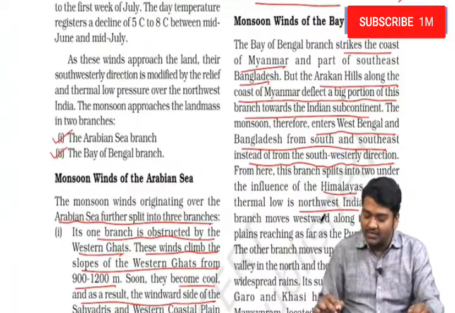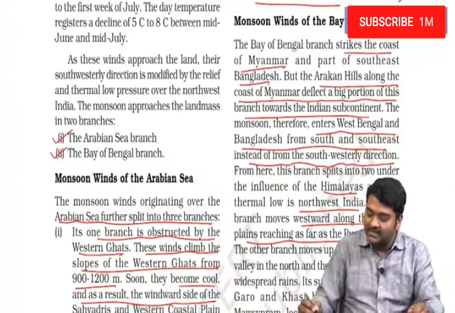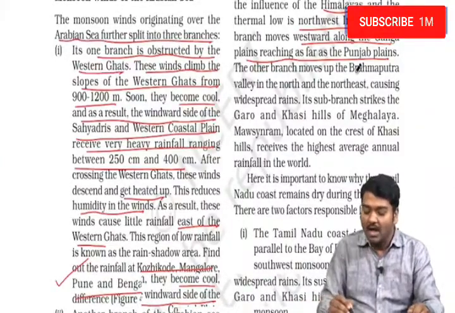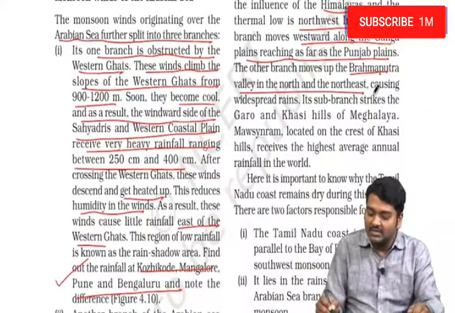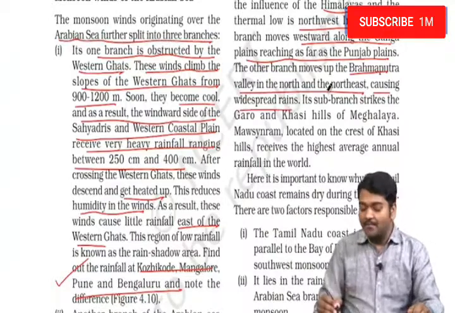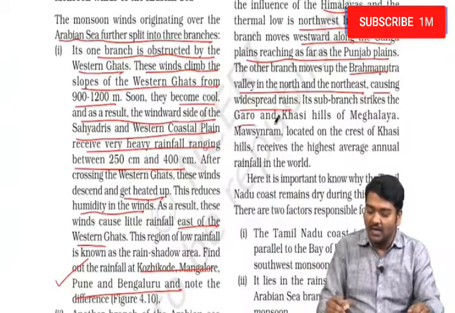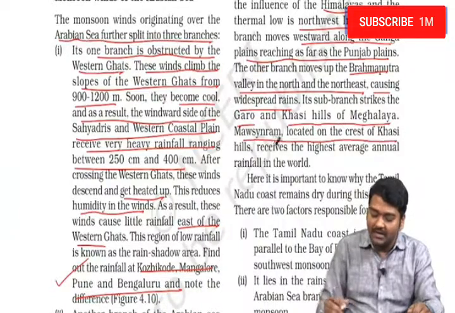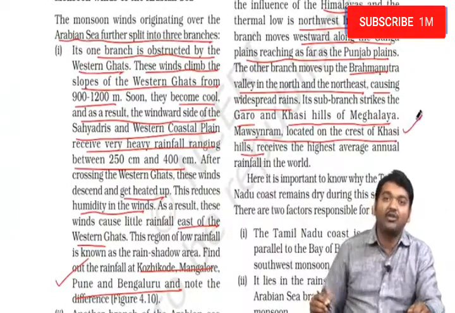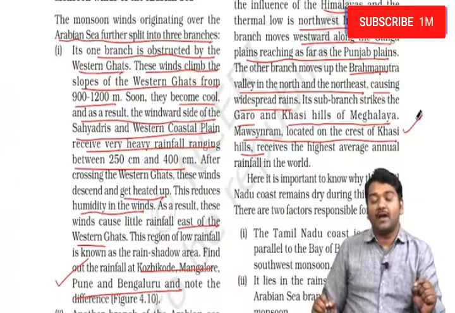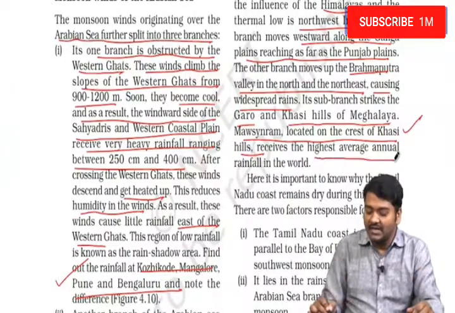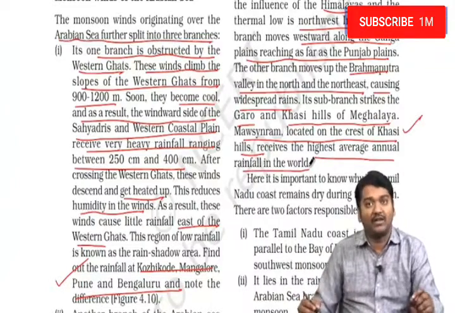Its one branch moves westward along the Ganga plains reaching the Punjab plains. The other one will be moving over the Brahmaputra valley in the north and northeast, causing widespread rains. Its sub-branch strikes the Garo and Khasi hills of Meghalaya. Mausim Ram, located at the crest of Khasi hills. Usually UPSC asks you, Mausim Ram is present just below which of the following mountains? Receives the highest average annual rainfall in the world.